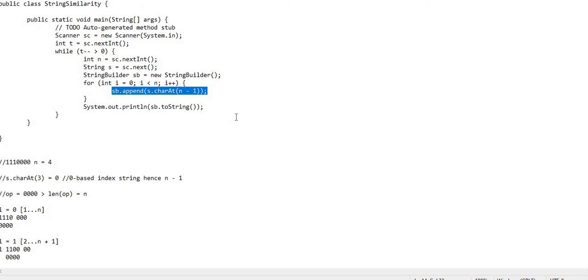So you can submit this solution at Codeforces and this solution will be accepted.